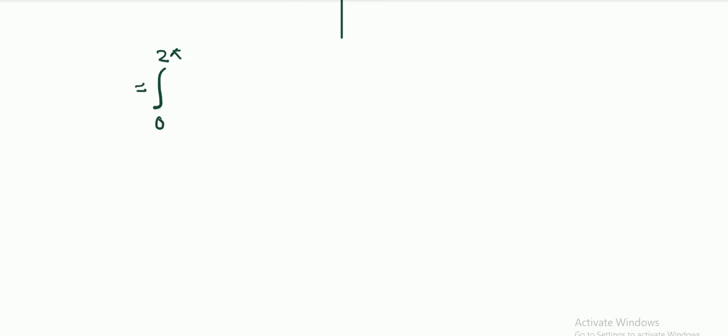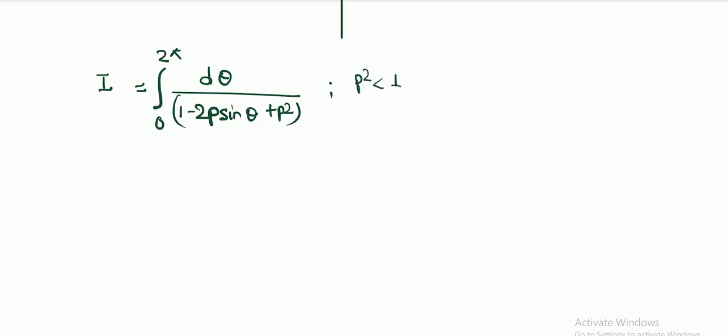Let's say I is the integral from 0 to 2 pi of d theta by 1 minus 2p sine theta plus p square. Always remember the condition given for p square, that is p square is always less than 1. p is a constant value which is always less than 1. So let's start solving this question.